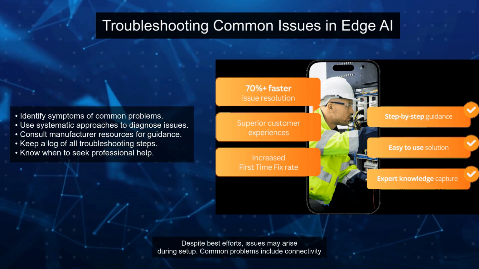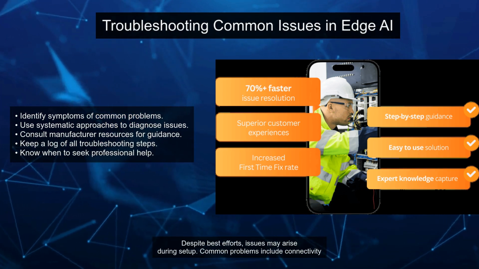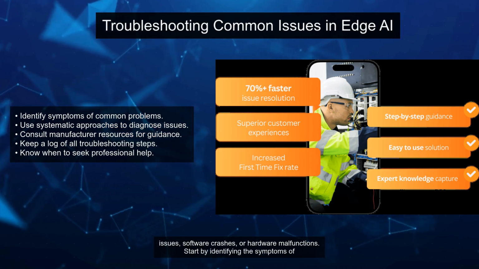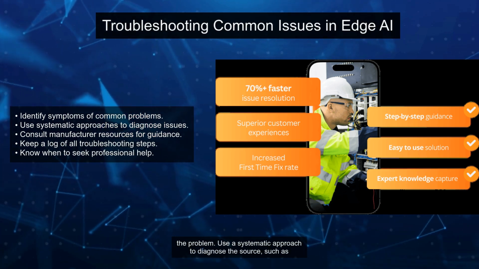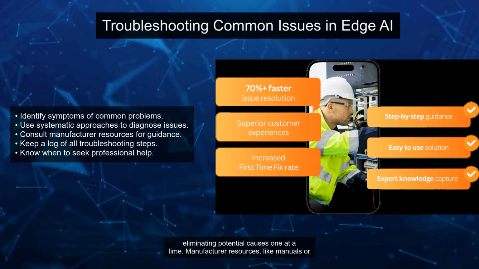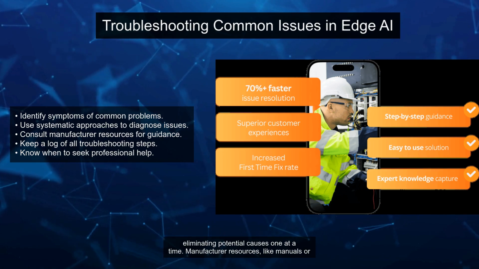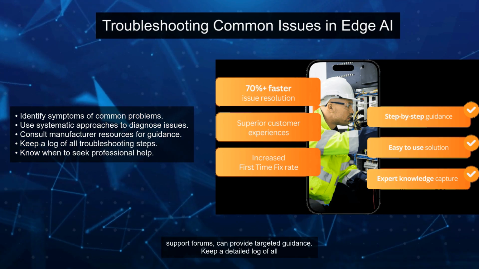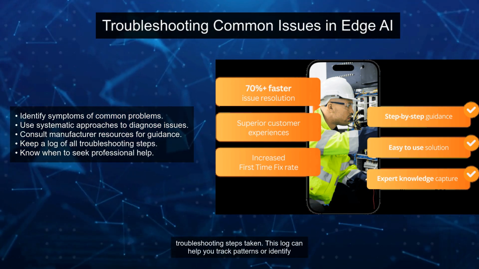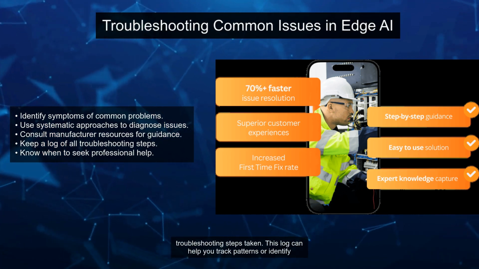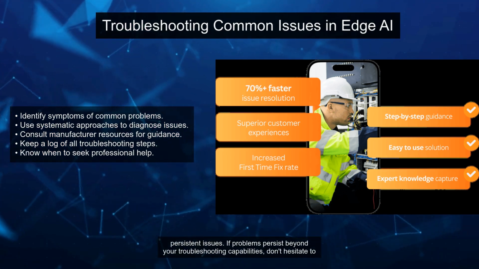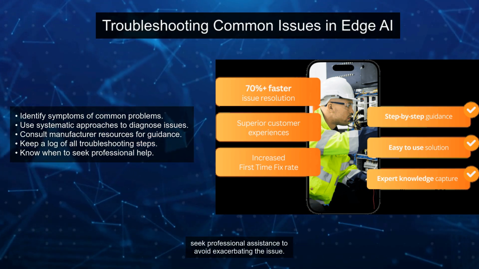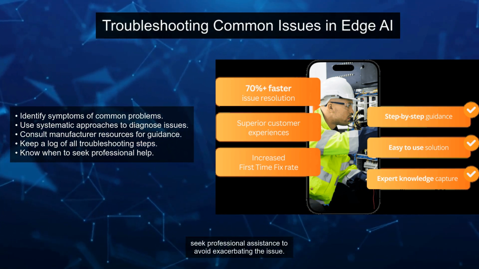Despite best efforts, issues may arise during setup. Common problems include connectivity issues, software crashes, or hardware malfunctions. Start by identifying the symptoms of the problem. Use a systematic approach to diagnose the source, such as eliminating potential causes one at a time. Manufacturer resources, like manuals or support forums, can provide targeted guidance. Keep a detailed log of all troubleshooting steps taken. This log can help you track patterns or identify persistent issues. If problems persist beyond your troubleshooting capabilities, don't hesitate to seek professional assistance to avoid exacerbating the issue.